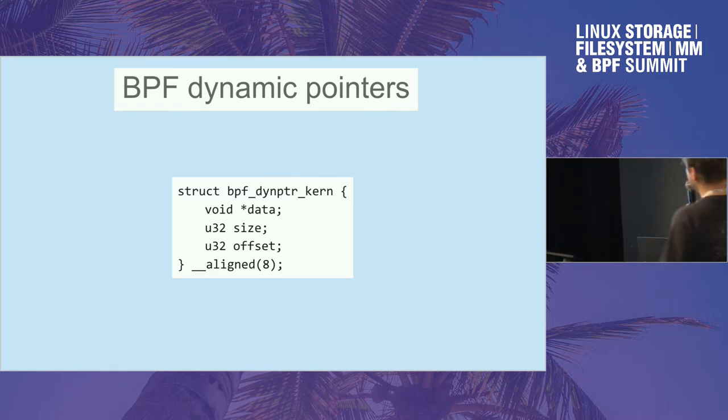I also think for the SKB case, what would probably be useful is when you don't need to go and linearize your SKB if you don't have enough data in the linear part. We probably would need some read-only pointer where you can still parse it if you don't intend to modify the packet, and you can use that as an optimization as well.